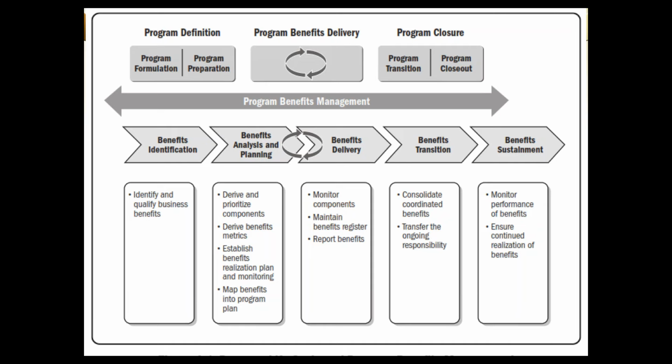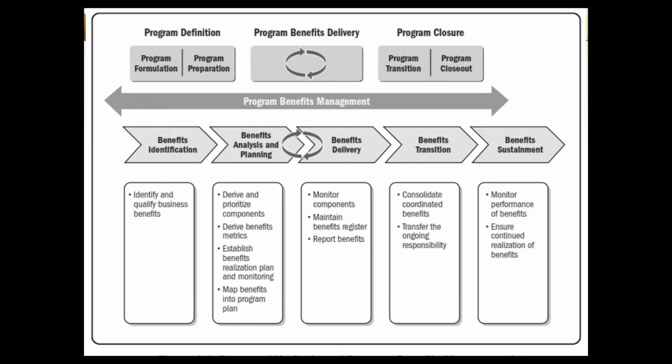So in identification, it was identify and qualify the business benefits, and that could be the part of the business case. And as far as the analysis and planning are concerned, we are to derive the prioritized components. We have to derive the benefits matrix, how to measure it. This could be, governance may be helping us develop the KPIs for that. Establish benefit realization plan, very important. What is your benefit realization plan and how are you expected to monitor it?